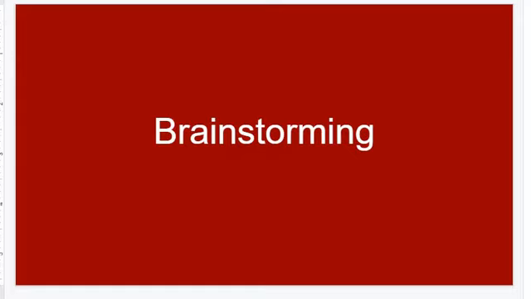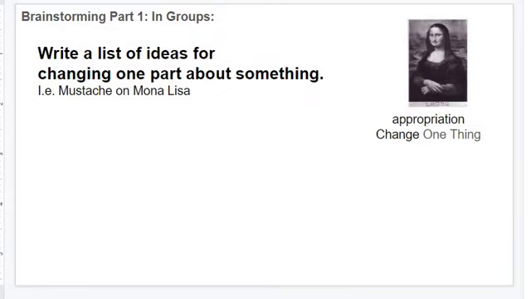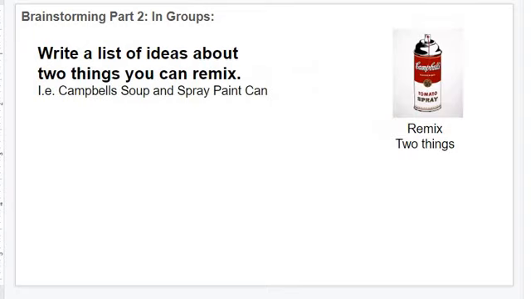Okay, here's all you got to do to brainstorm a little bit. Number one, you could write a list of ideas for changing one part about something, like I mentioned, the mustache on the Mona Lisa. Or you could write a list of ideas about two things you could remix, like the Campbell soup can and the spray can.